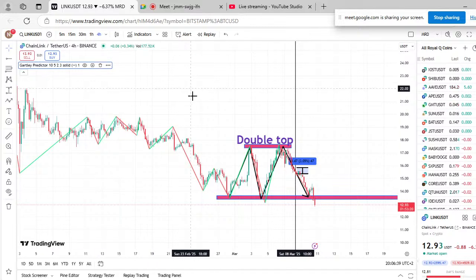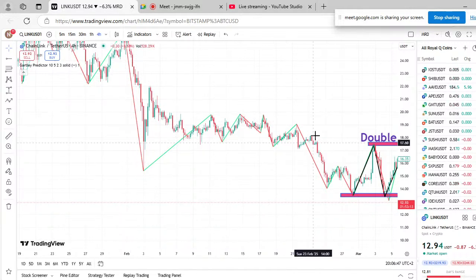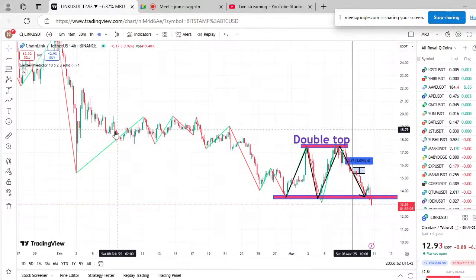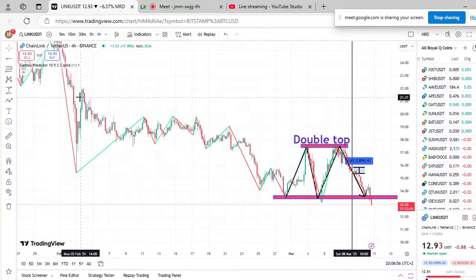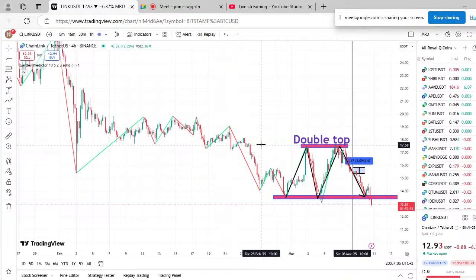The Gartley predictor will be looking like this. It will be having these lines that you are seeing in the chart, the green and red lines, whereby the green is representing the uptrend movement, then the red will be representing the bear market. Are we together on that?